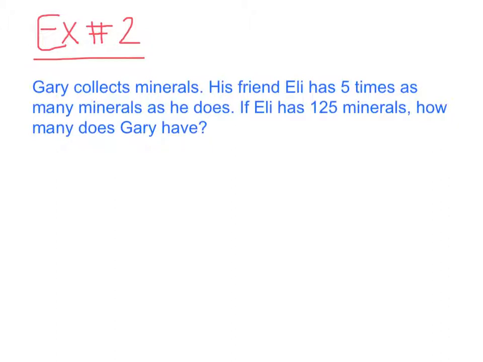Example number 2. Gary collects minerals. His friend Eli has 5 times as many minerals as he does. If Eli has 125 minerals, how many does Gary have? So we're going to set up our box again. At the top, we're going to put Eli's total because we don't even know how many Gary has. So we know that Eli has 125 minerals. And then we're going to draw our box.